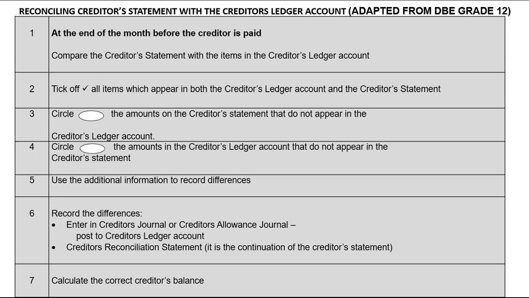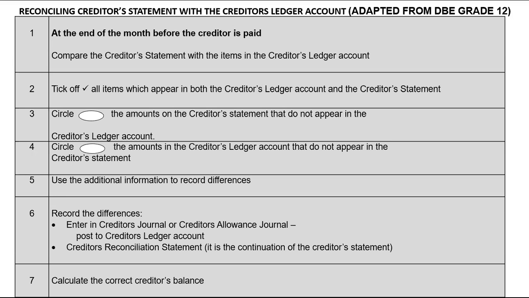Okay? Any differences, you will circle them. You circle the amounts on the creditor's statement that do not appear in the creditor's ledger account. You also circle the amounts in the creditor's ledger account that do not appear in the creditor's statement. Use additional information to record these differences. Now, how do we record the differences? Enter in the creditor's journal or the creditor's allowances journal, post to the creditor's ledger account. Now we also have to, that is on our side.